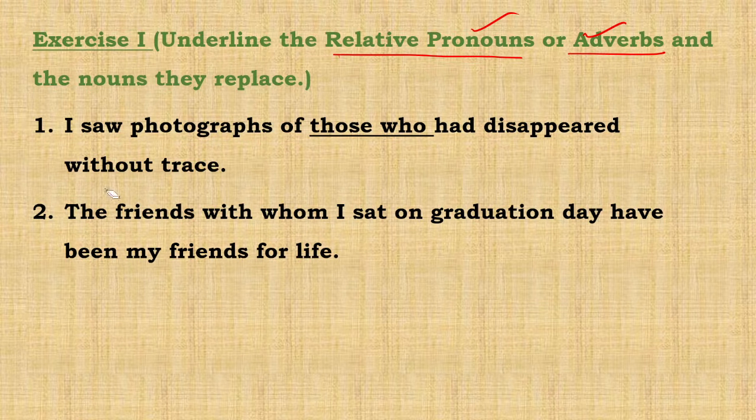Now in this sentence, what is the relative pronoun? Can you tell me? The relative pronoun is whom. We can clearly identify it. The friends with whom I sat. This whom refers to the noun friends here. So friends is the noun, and whom is the relative word.